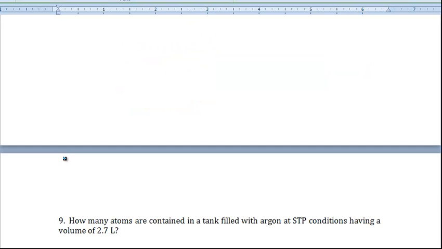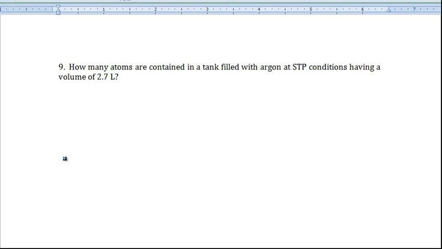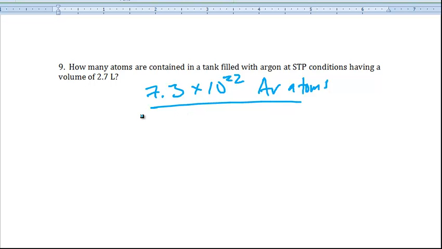Okay, now number 9. Number 9, I'll give you the answer to that. You should get 7.3 times 10 to the 22nd argon atoms, or atoms of argon, whichever you like.